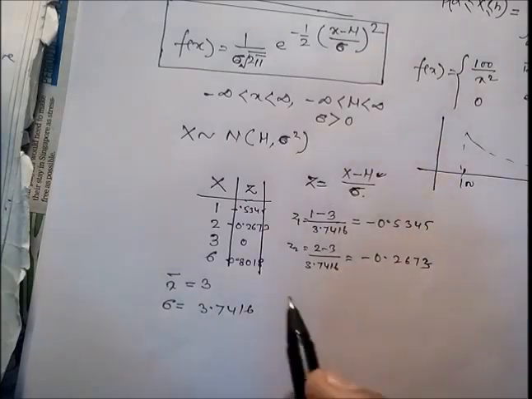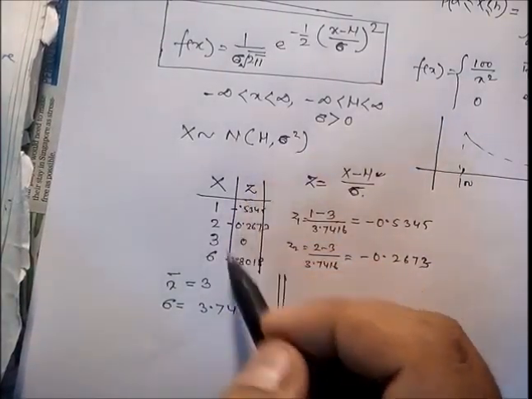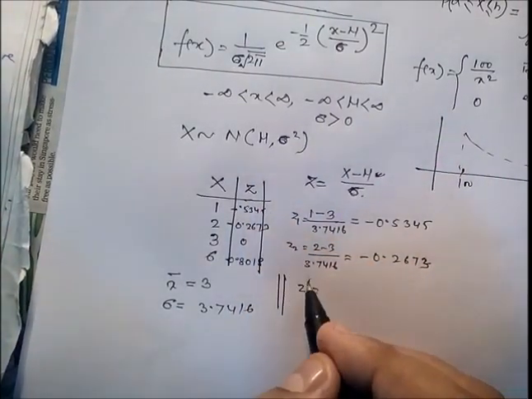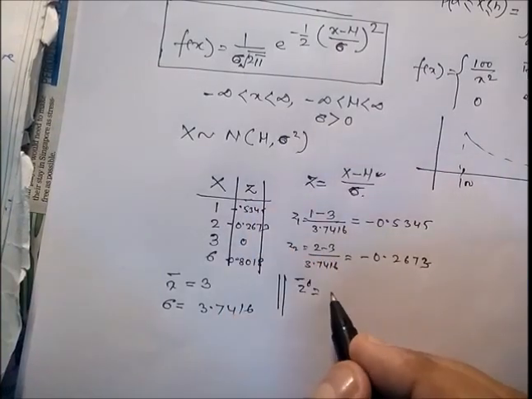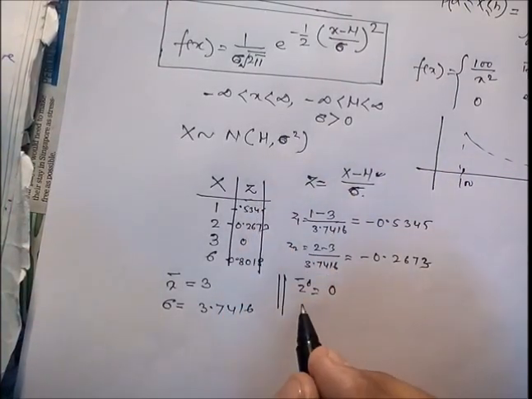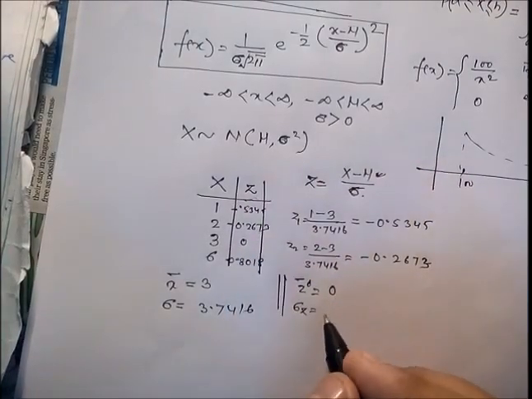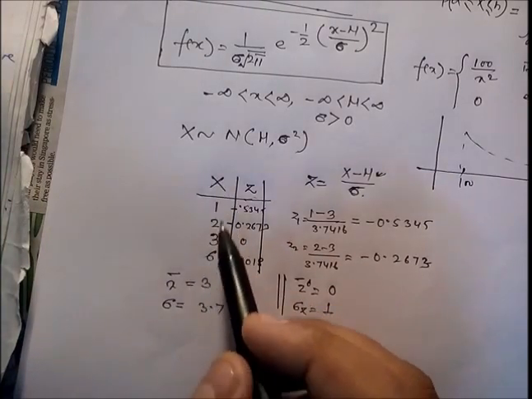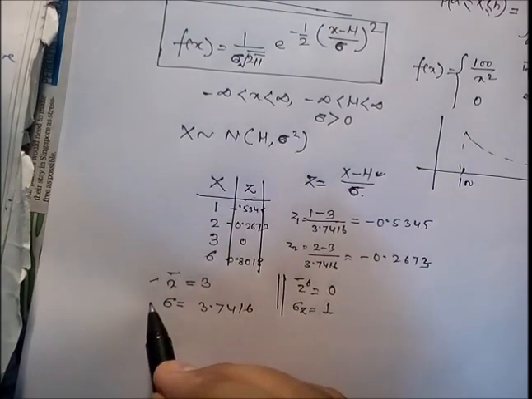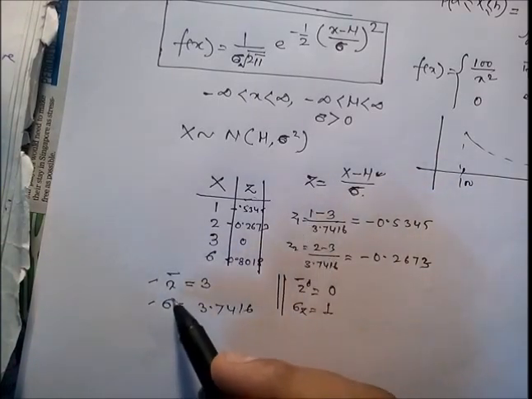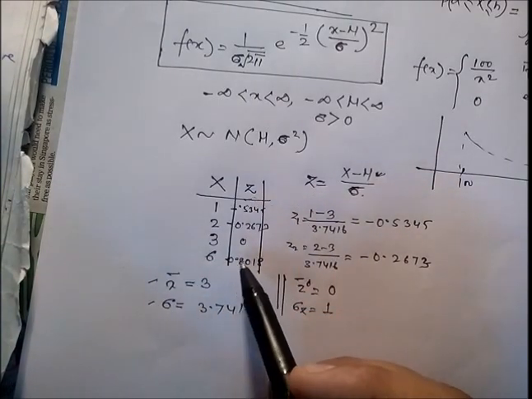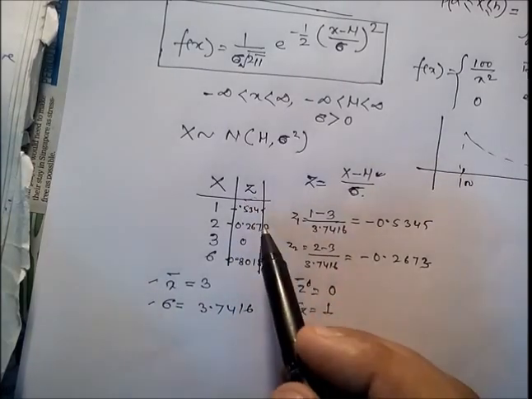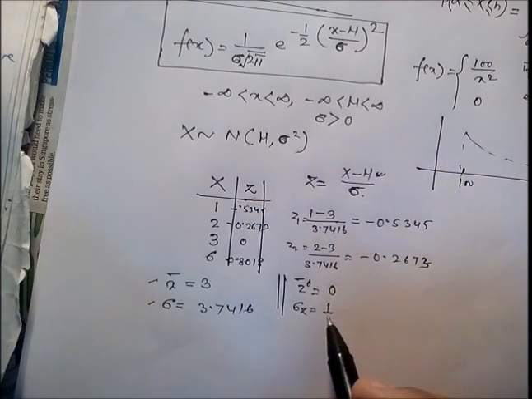Okay, now this is nothing but a standard variable. If you calculate the mean of z, the output will be 0, and if you calculate the standard deviation of this particular variable, the output will be 1. So we have to calculate the mean and standard deviation of x, and from them we can get the z values. If you calculate the mean of this data, the output will be 0, and the standard deviation will be 1.